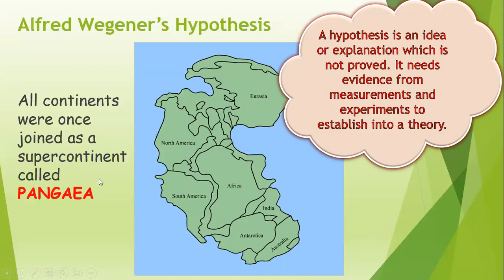He believed, the scientist, he believed that all these continents here were together millions of years ago. They were together as one supercontinent. Okay, as one continent. In other words, you can say millions of years ago, we had only one giant big continent, which he named Pangaea.